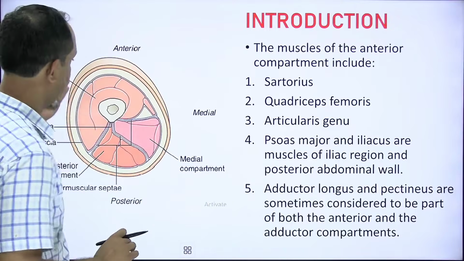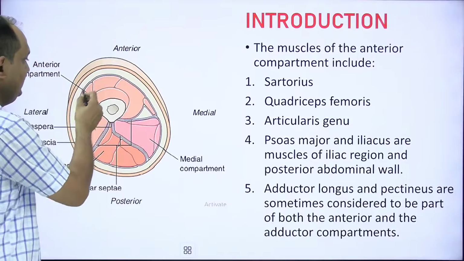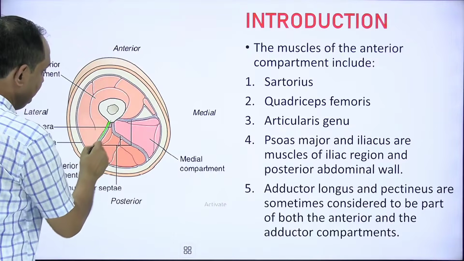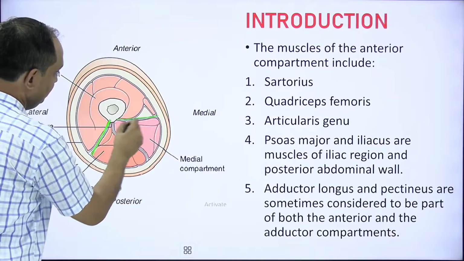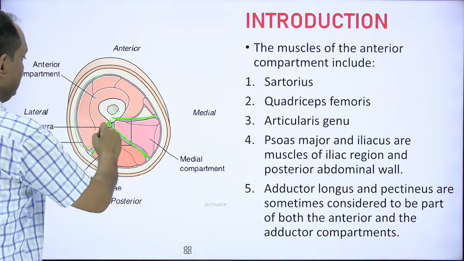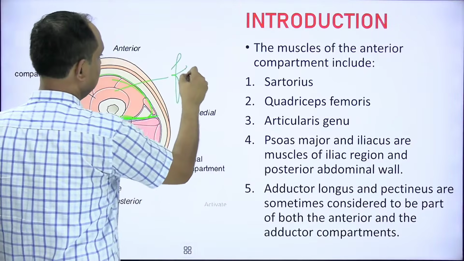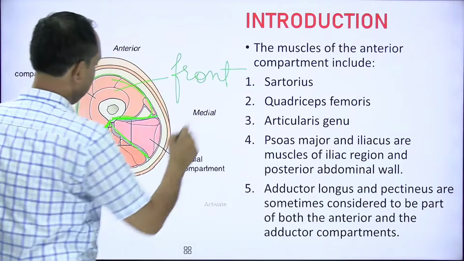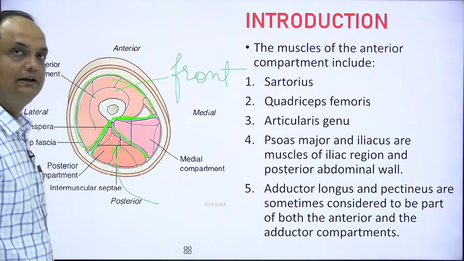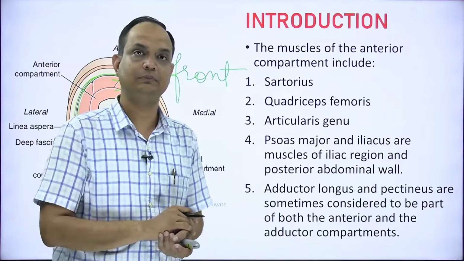Now when you see the section of the thigh, you can see that we divide the thigh circumference into three compartments with the help of the intermuscular septa. This compartment is the largest compartment, known as the front of the thigh. Clear? Now there is one more compartment on the posterior side of the thigh, that is the back of the thigh, in which you will have the hamstring group of muscles.